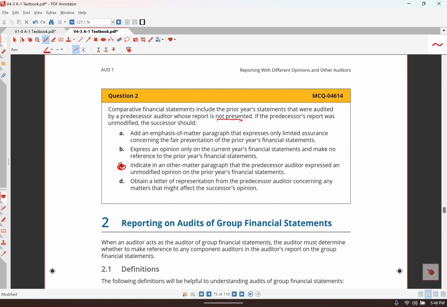The onus falls on the successor auditor to modify our report. So we would have to what? Indicate in its other matters paragraph. It's not emphasis of matter paragraph, because emphasis of matter, remember from last time, guys, does what? Emphasize something that's disclosed in the financial statements.